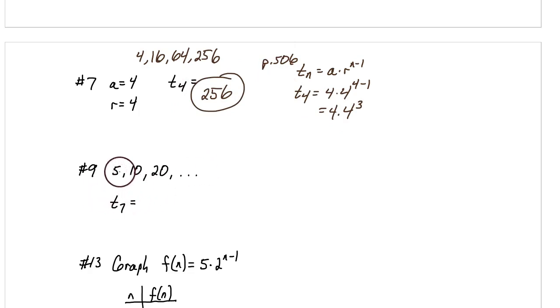Number 9, 5, 10, 20, we can see that the value of r is 2. We also know the value of a, the first term. We want to get the 7th one. So to find t sub 7, you use 5 for a. For r, use 2. And the exponent is 7 minus 1. So this makes 5 times 2 to the 6th power, which you can figure out on a calculator. That result is 320.